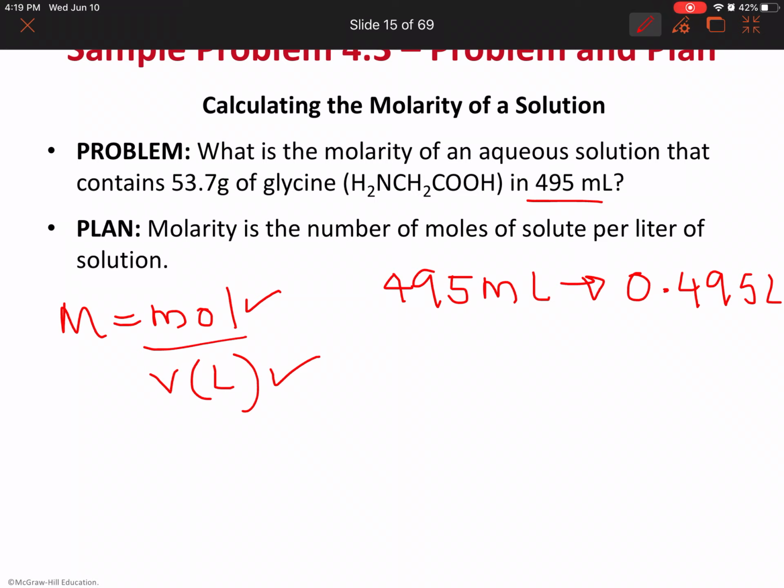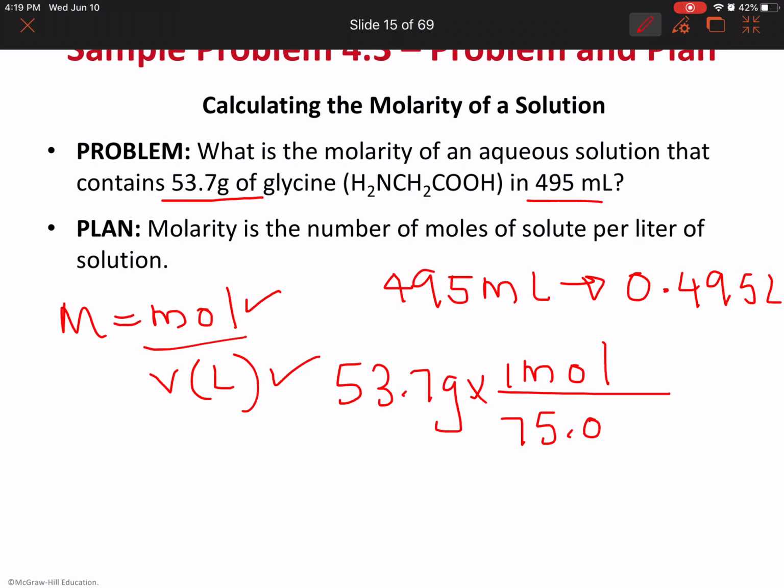And how do you find the moles? We are given grams, 53.7 grams of glycine. If you know the molar mass of glycine, we can convert it to moles. So 1 mole of glycine is the molar mass of glycine. What is the molar mass of glycine? 75.07 grams. Grams to grams cancel, so we can find out the number of moles. That's going to be 0.715 moles glycine.